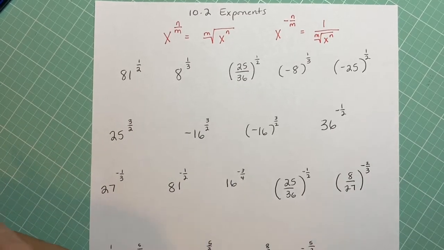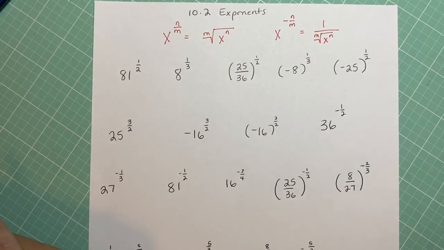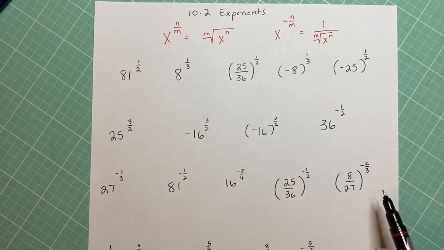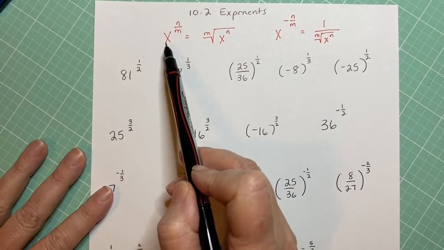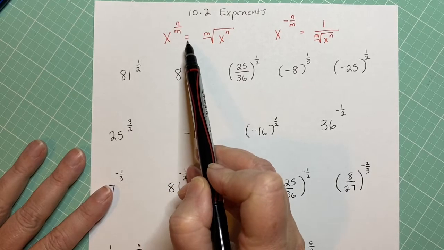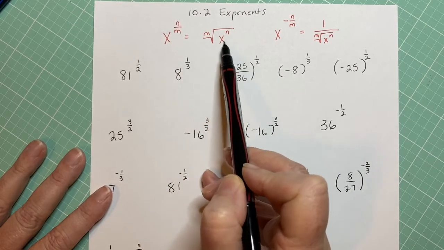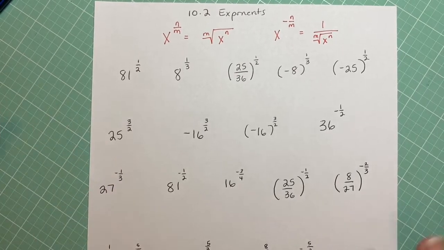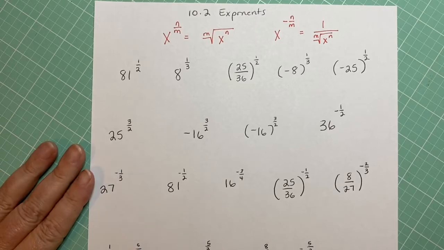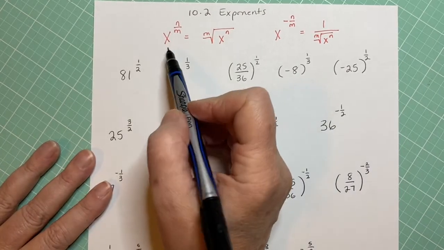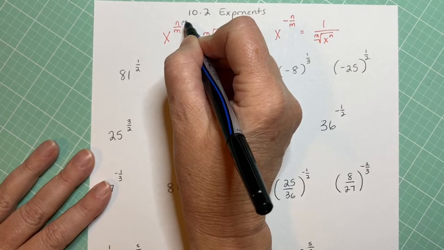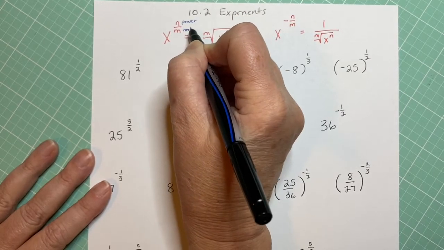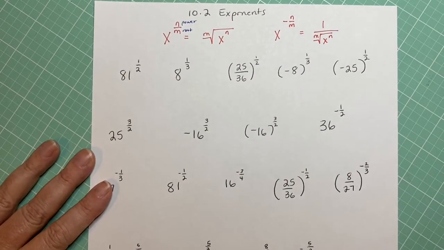Okay, let's look at 10.2, which is fractional exponents. And so the two rules we're going to look at today, the first one is that x to the m over n is equal to the nth root of x to the m, or the nth root of x to the m. So I know these formulas sometimes seem a little confusing, but I always tell everybody to think of the top number as your power and the bottom number as your root. So when you have a fractional exponent, the first number is the power and the bottom number is the root.